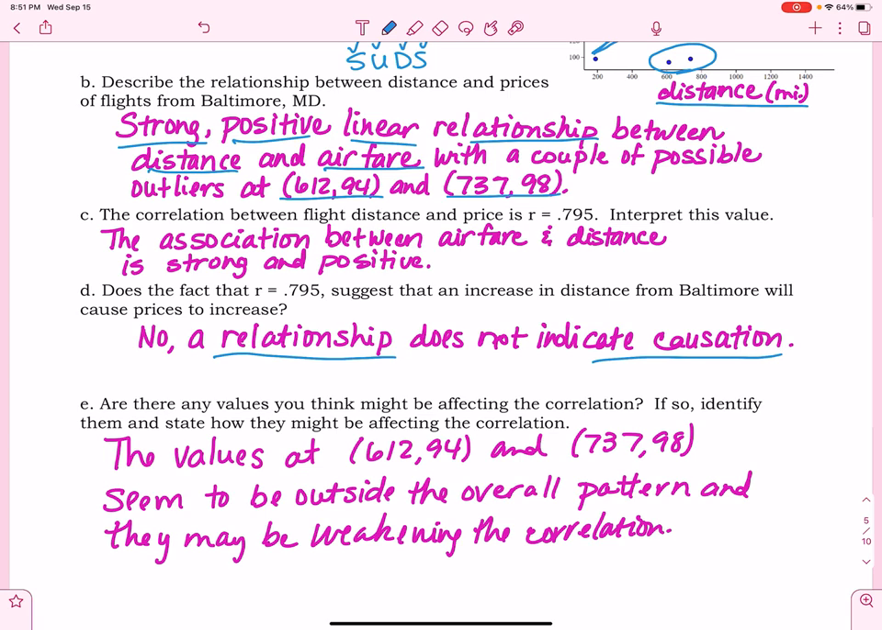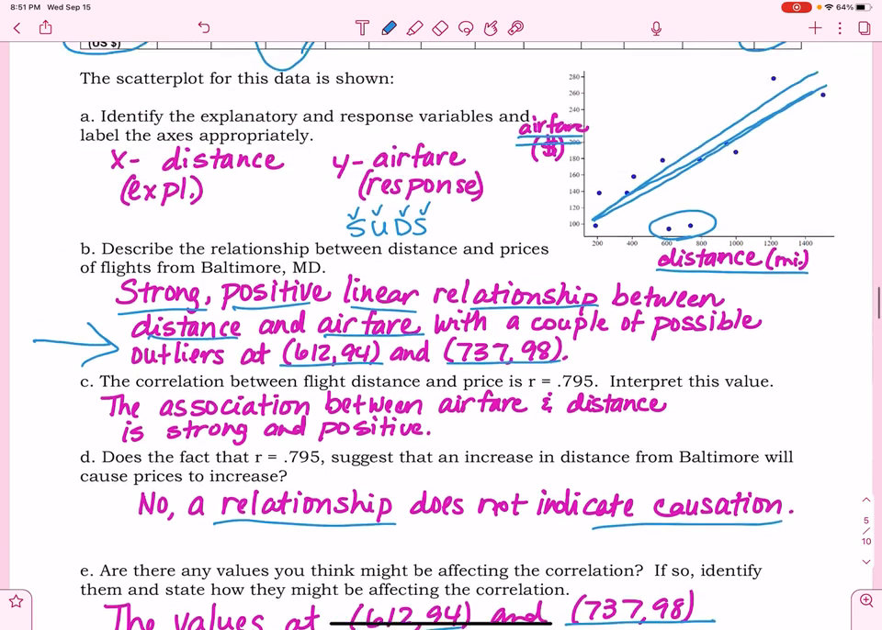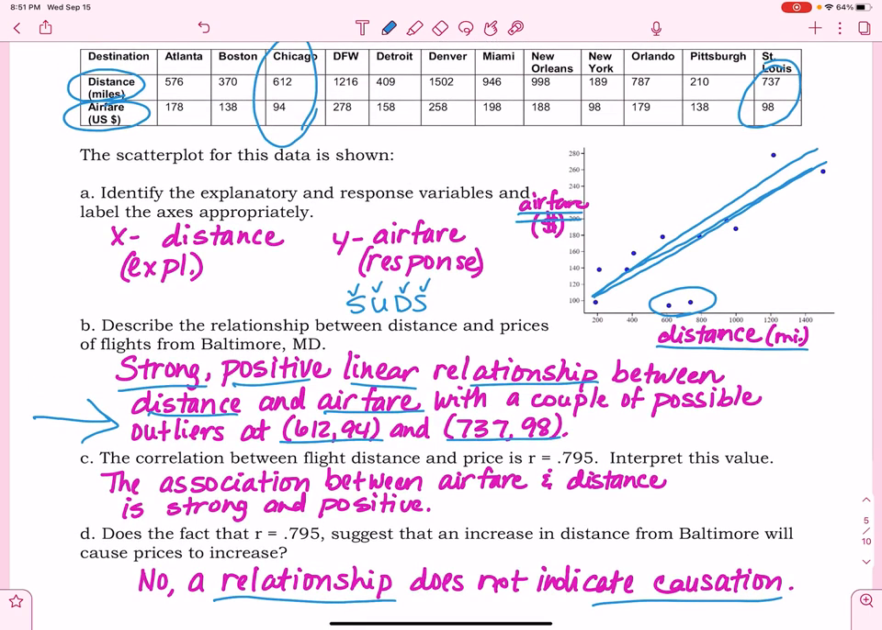All right, are there any values you think might be affecting the correlation? Well, I already addressed these when I described my relationship right up here, but let's talk about how we think they might affect the correlation. So these values right here, they do seem to be outside the overall pattern, so they may be weakening the correlation. So let me show you something.